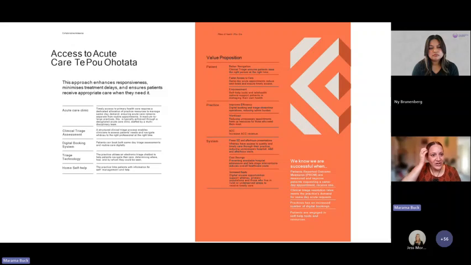So this approach enhances responsiveness, minimises treatment delays, and ensures patients receive appropriate care when they need it. So again, we're starting from the bottom up. What is the closest thing to home that we could do to support our whānau?